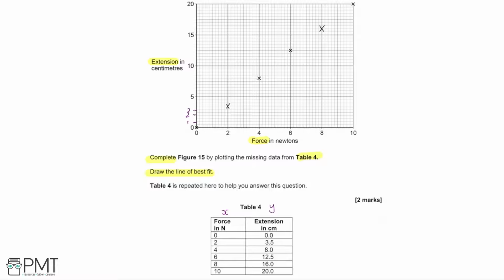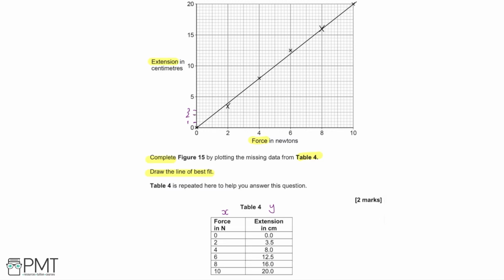So now we're asked to draw a line of best fit. We're going to basically try and draw a line through all of these points. So if I go from the starting point all the way up to the ending point, and then straighten my line, try and get it as close to all of the points as possible.